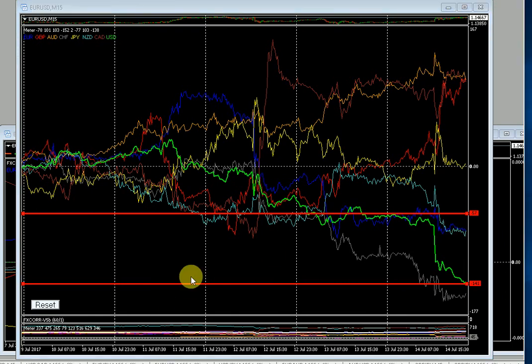What else should I show you? What I'm going to show you now is the FX correlator. I'm going to show you it on a setting that I use that gives you an overview of what's going on strategically.